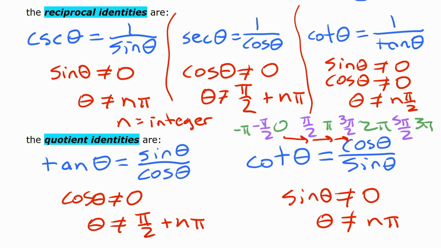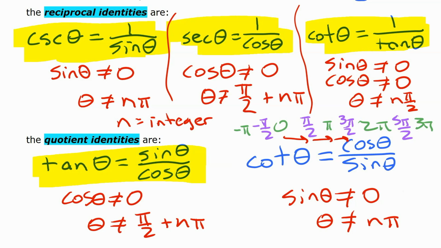So we have those 5 basic identities that you're going to start to use in your work with trig identities. We have the 3 reciprocal trig identities, and we have the 2 quotient identities, and then we've also started to look at restrictions for those trig identities. All right, that's it.